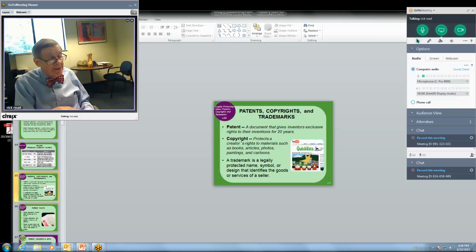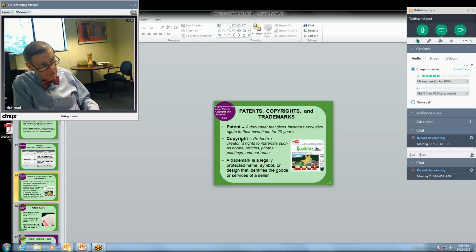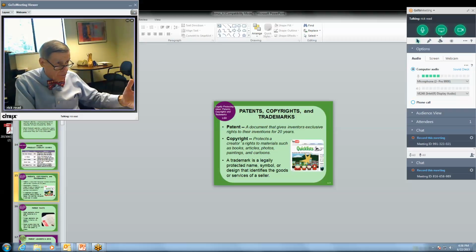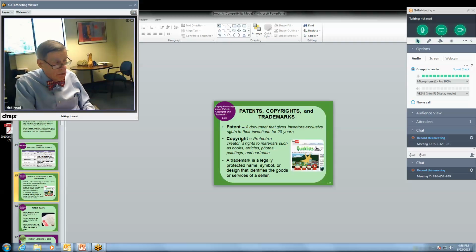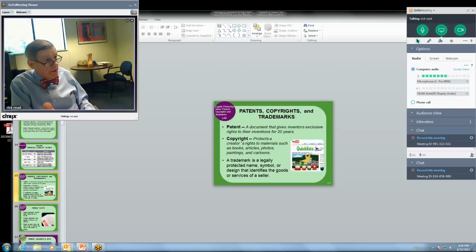A trademark, and we talked about trademarks back in the marketing chapters, is a legally protected use of a name or a symbol, or in some cases a design, that is associated with a particular product or a particular company that makes that product. For instance, Coke, C-O-K-E, is a trademark for Coca-Cola. Matter of fact, Coca-Cola itself might be a trademark. I don't remember that, but nobody else can use that word.